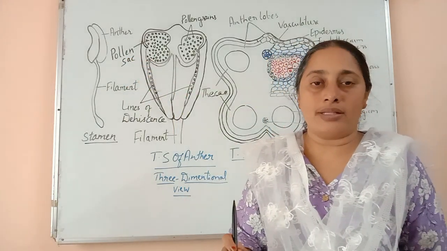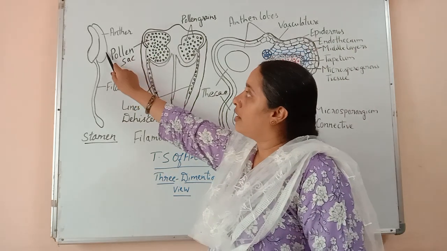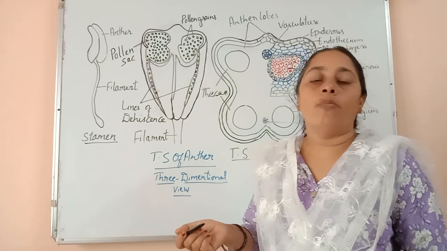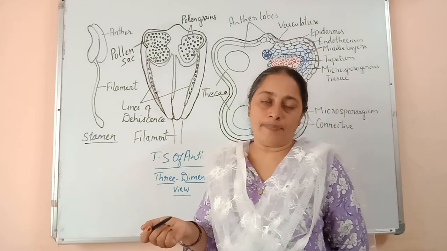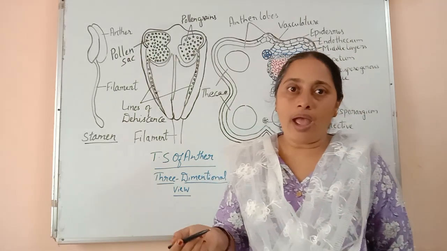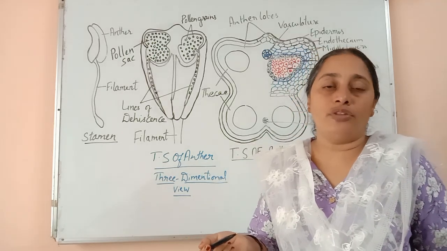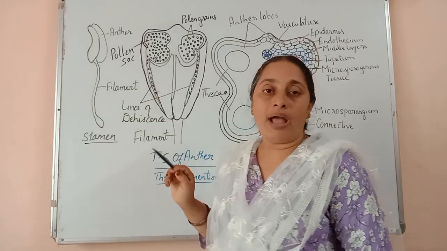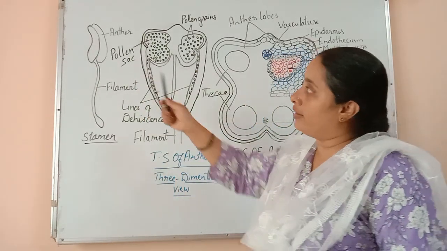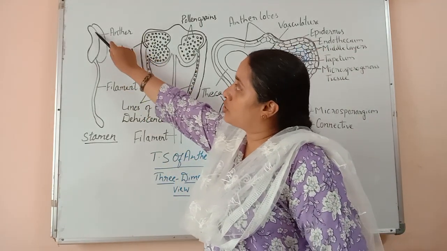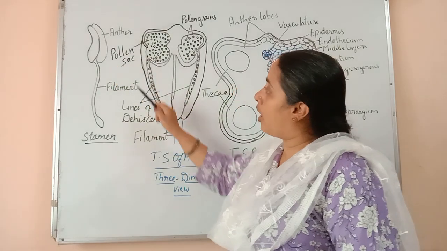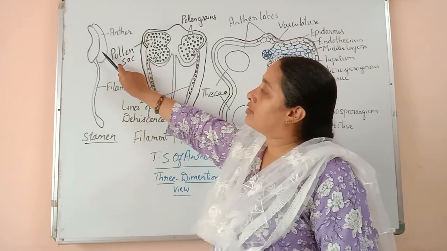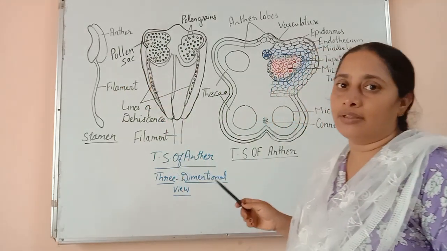In some of the cases the anther is comprising of a single lobe called as monolobate anther. Similarly, we have in majority of the plants dilobate anther or bilobate anther, where it is having two lobes. Okay. Now, let us study in detail by taking the transverse section of anther.